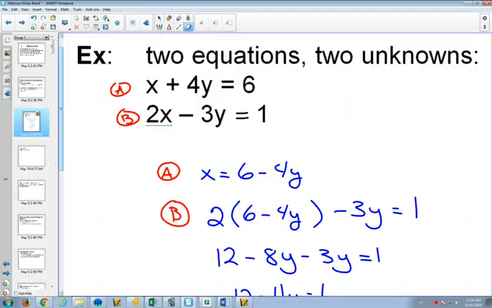Do you remember a second method? Elimination. So we'll do number 2 here. Elimination.